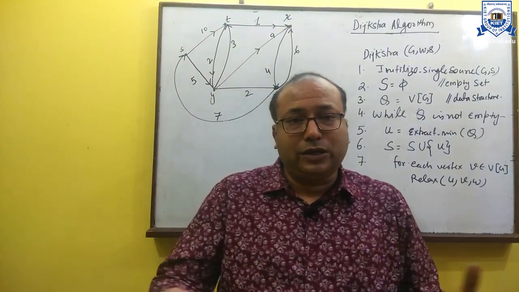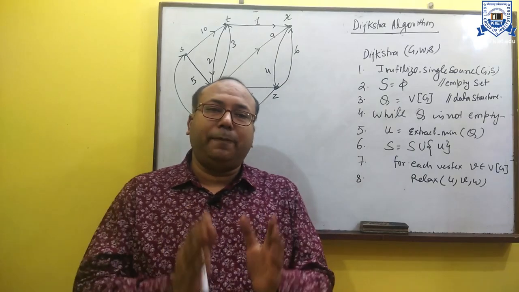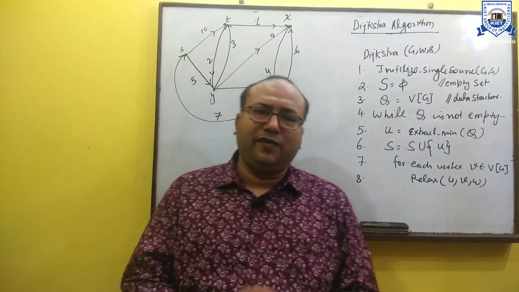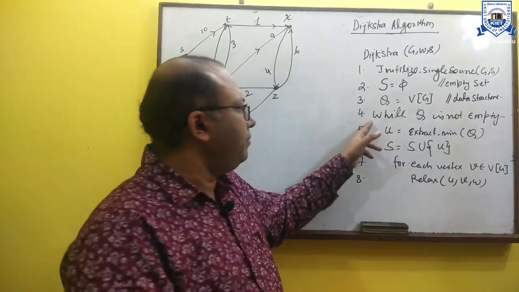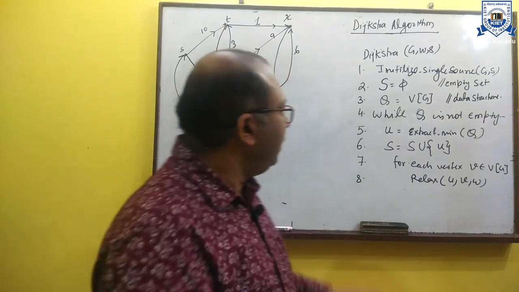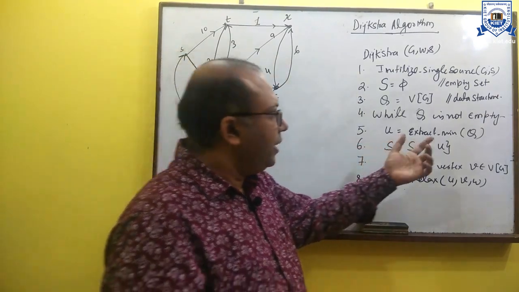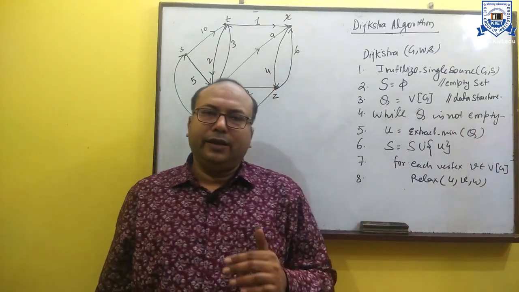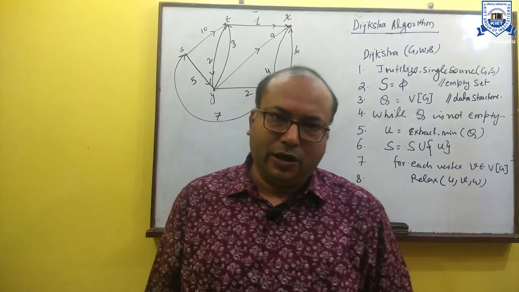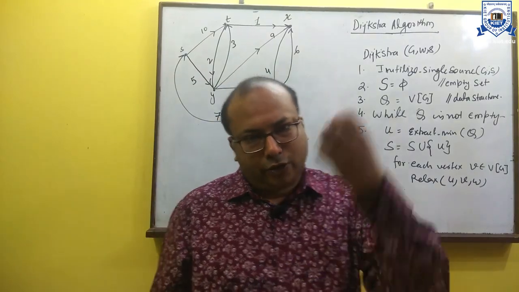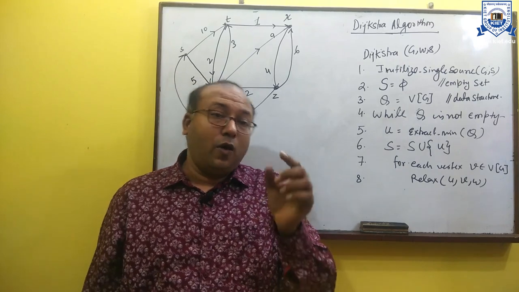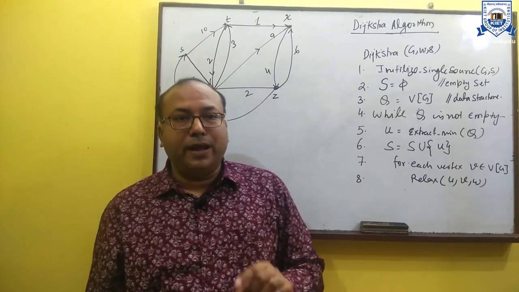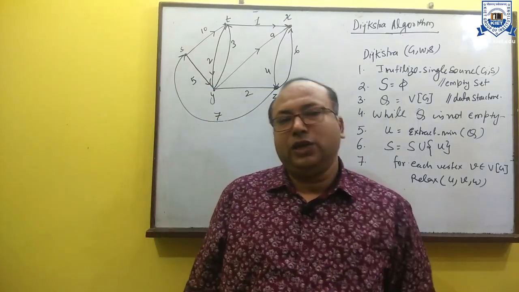How many vertices are in Q totally depends on the number of vertices in the graph. Let's suppose the number of vertices in the graph is n. That means this loop can run a maximum of n times. In line number 5, we extract the minimum element from that Q. As I told you, this Q is not first in, first out. It is a priority queue, so you need to extract the minimum element. On which value do you calculate the minimum? You calculate the minimum based upon the distance value of each vertex.